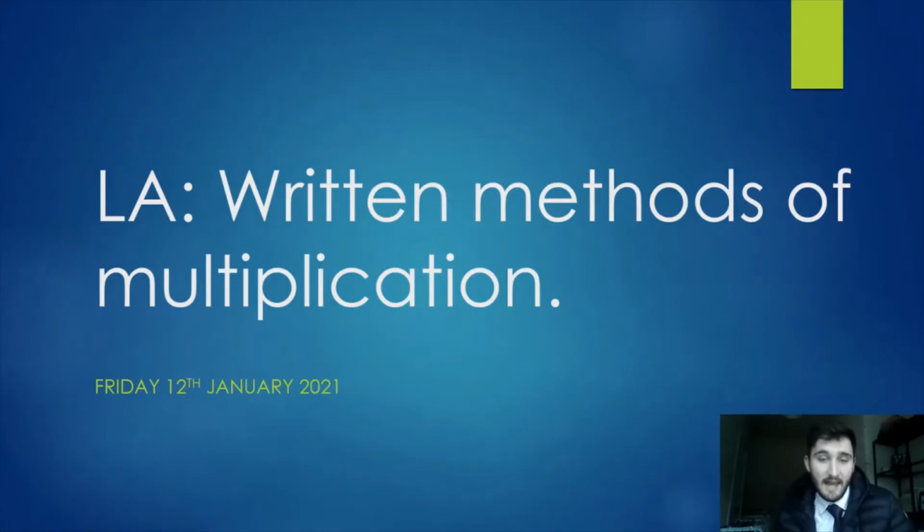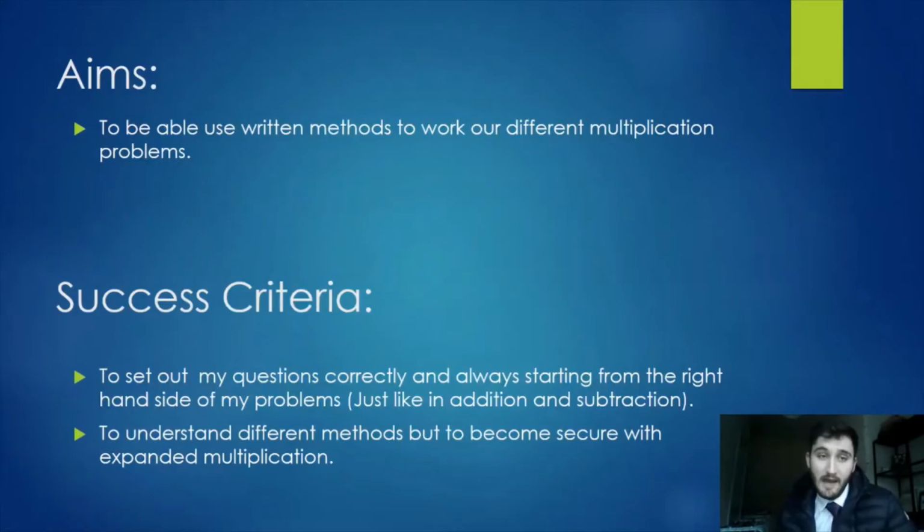So today's LO is written methods of multiplication. Our aim is to be able to use written methods to work out our different multiplication problems, and then the success criteria. I want you to set out your questions correctly and always start from the right hand side of your problem. So just like in your addition and subtraction, you always start from your ones column.